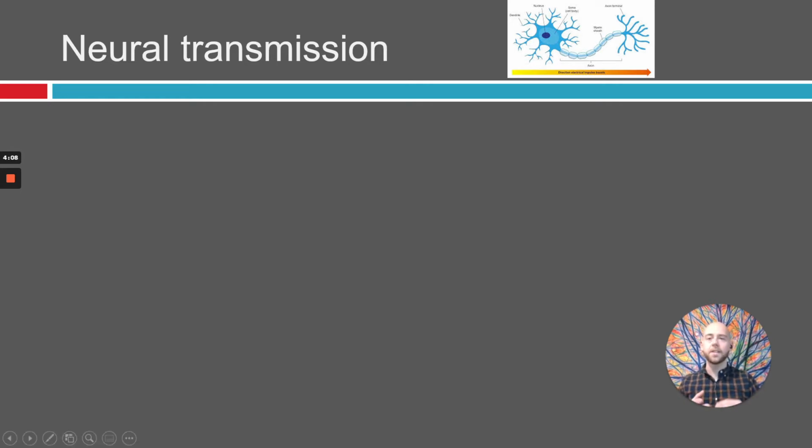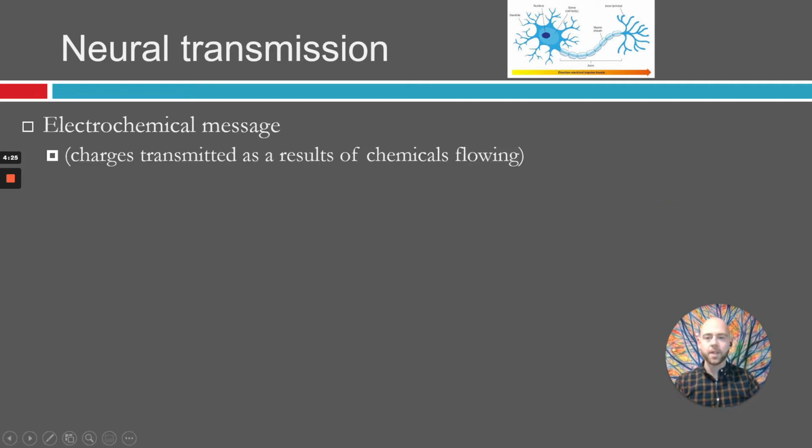It's still dealing with charges, but those charges, rather than just being through a solid state like a copper wire or something, they're being sent by changes in chemical composition and balances on the inside and outside of that axon. So again, this electrochemical message, it's not just electricity, it's flowing chemicals in and outside of your axon.